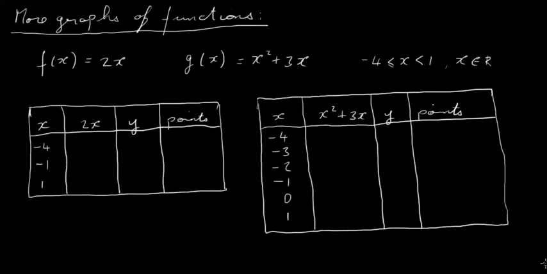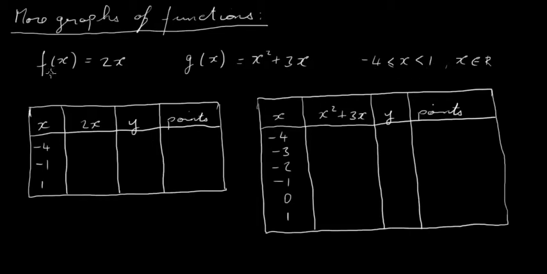Okay, so in this video I'm going to look at two more graphs. I'm going to look at drawing the graph of f of x here, which is 2x, and g of x here, which is x squared plus 3x. And I'm going to draw them in the domain -4 to 1. X values will be between and including -4 and 1.